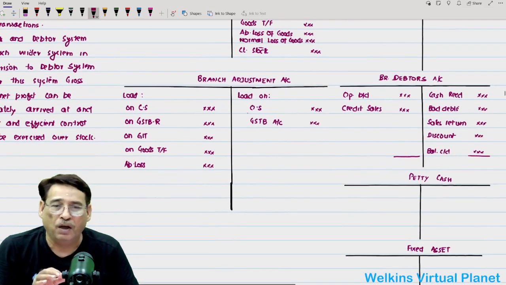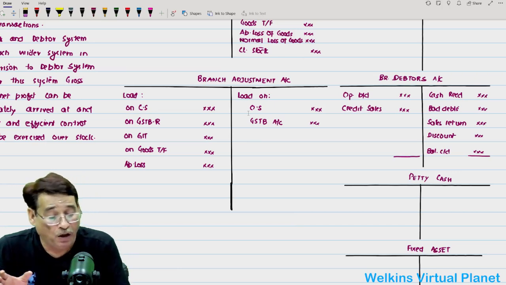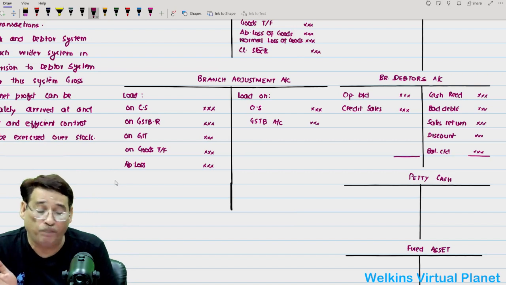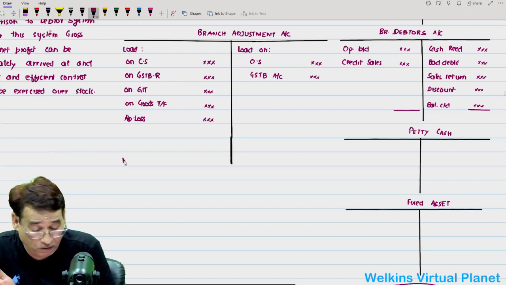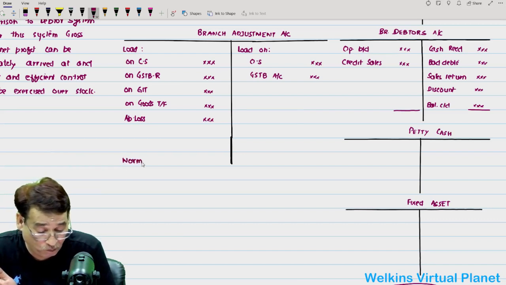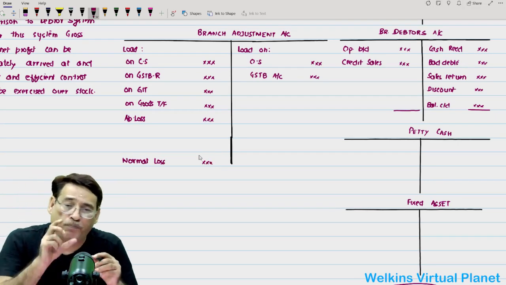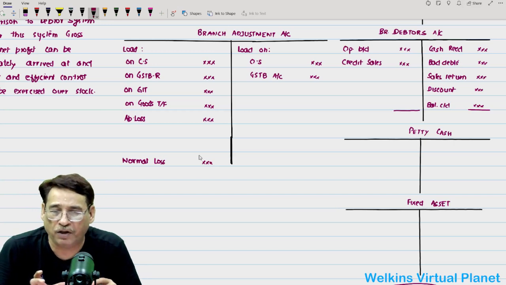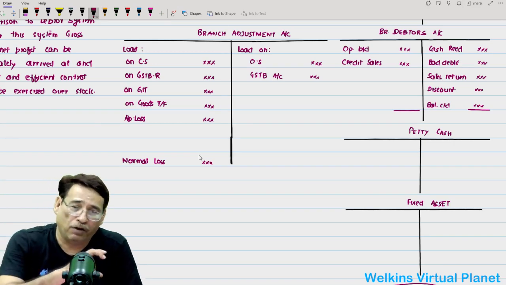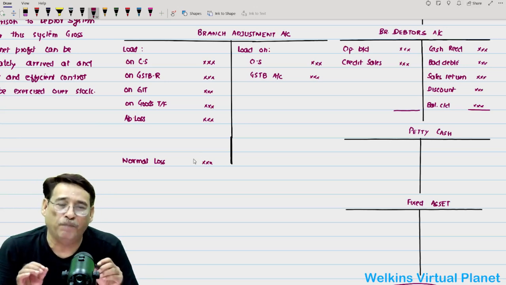And number two, unlike the abnormal loss, we are not going to split it into cost part and load part. We need not split it. Full amount of normal loss will be debited to normal loss, and full amount will be debited to branch adjustment account. The treatment of normal loss is very simple. Once it appears towards the credit side of the branch stock account, secondly, we need not split it into cost part or loaded part. We will simply put it towards the debit side of branch adjustment account.